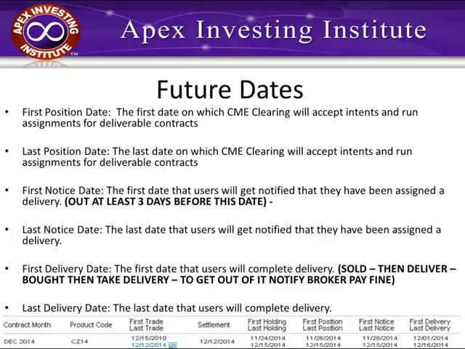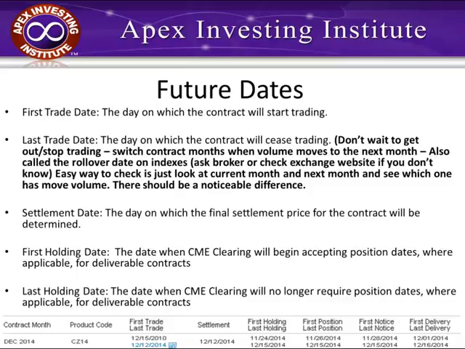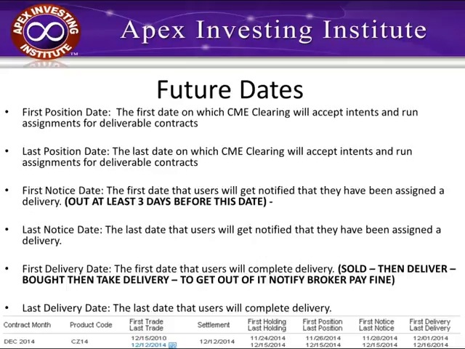Again, first position date, last position date, you shouldn't worry about that. First notice day is one day that you want to be aware of. You should always be out, no matter what, at least 3 days before this date, and maybe sooner, depending upon volume and open interest. But first notice date and last trade date, those are the 2 dates that are really important to you.